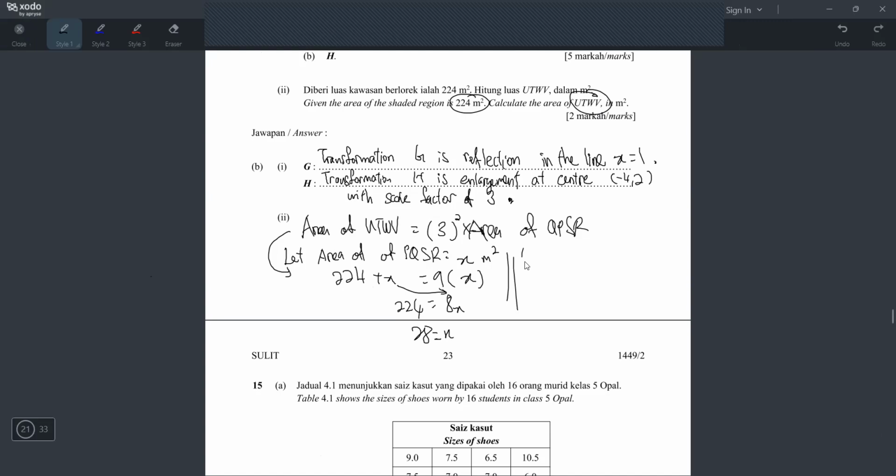So I write here. Area of UTWV is actually what? Okay, if you look at this, area of UTWV is the same as this, right? So it's actually what? 3 square times area of QPSR. QPSR sudah tahu. Sebab saya sudah jadikan PQSR X, and then X is 28. It means I still have to take 3 square times 28. Faham apa saya buat? Okay, so 9 times 28. So the correct answer is 252 meters square.